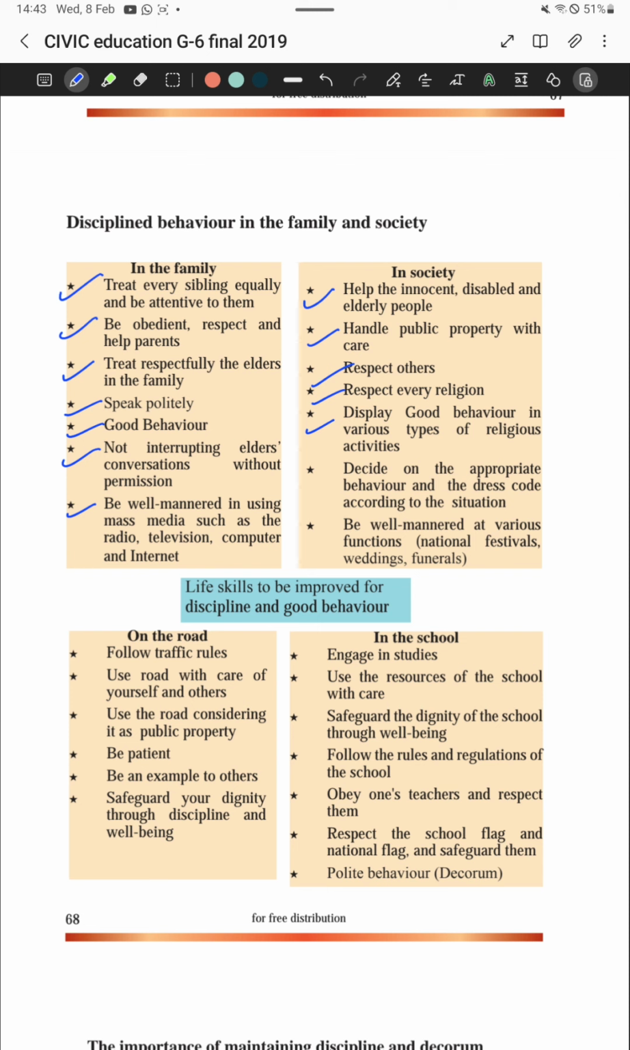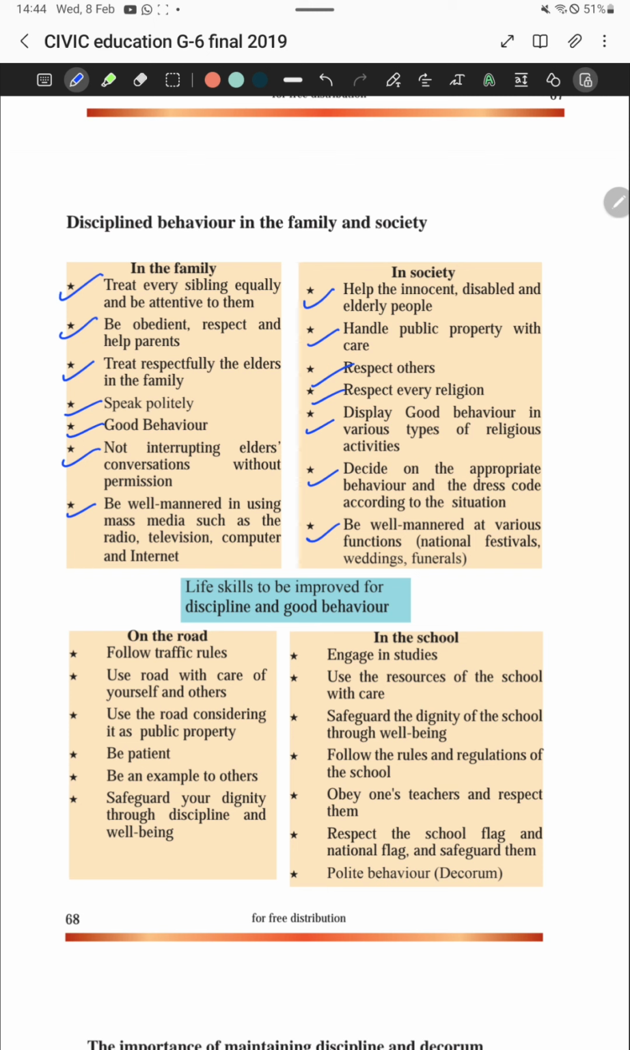And use a good dress code according to the situation. Don't go to a funeral like a bride or a bridegroom, right? So if you are at a funeral, you know that you have to wear a black or white dress. Likewise, you have to change according to your place. And also when you are at school, use the proper uniform and be well mannered at various functions. So you know that when you are at a function, be well mannered.